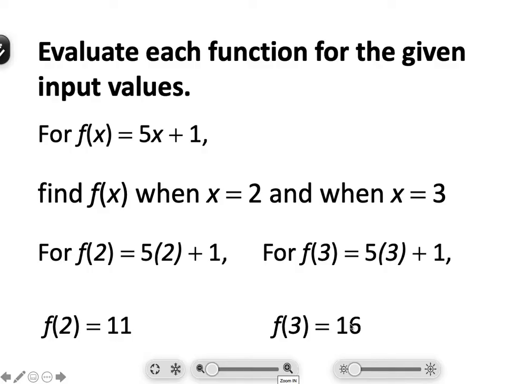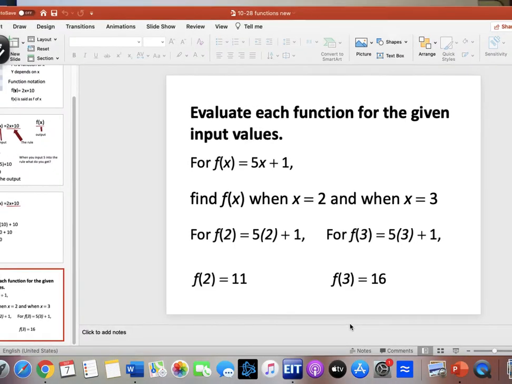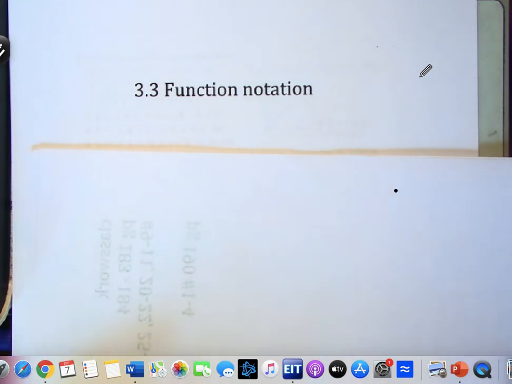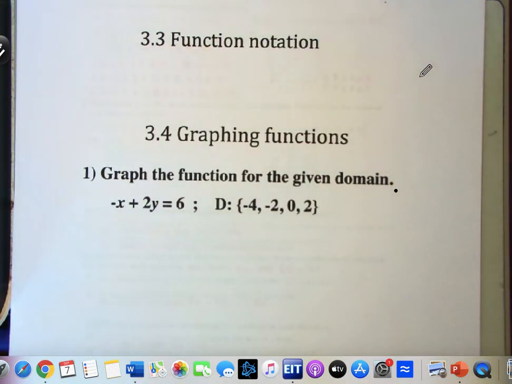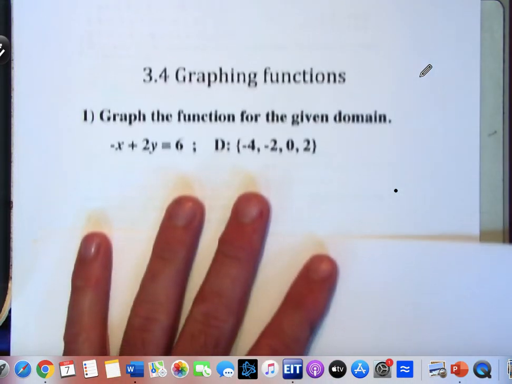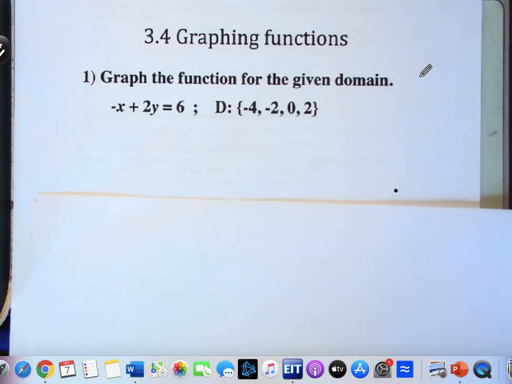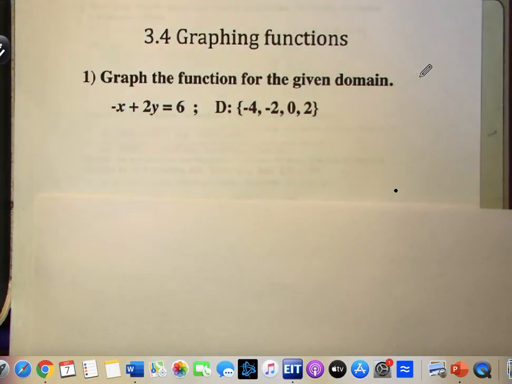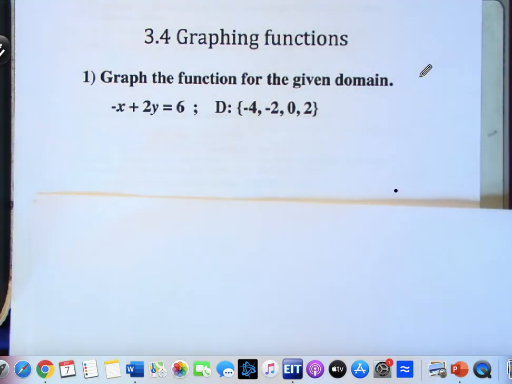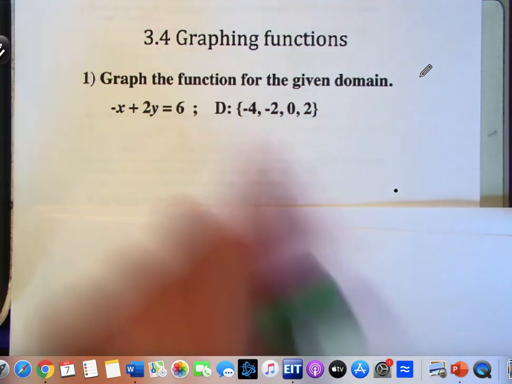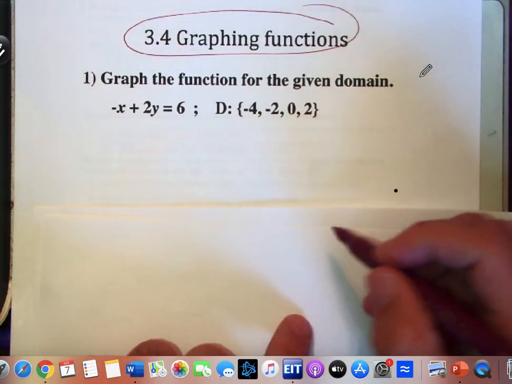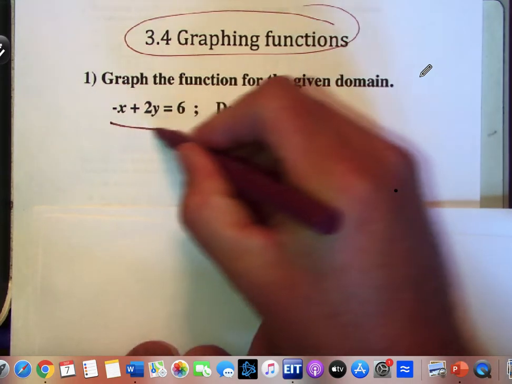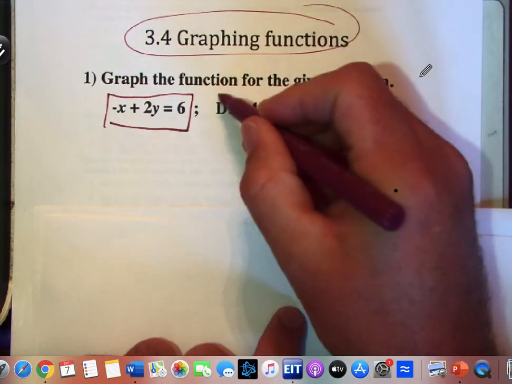Right? Okay, I'm going to jump back to the handout. So that was our first part of our notes. I'm going to talk a little bit more. We're going to jump to 3.4 while we're here. Why not, right? In 3.4, we're going to be talking about graphing functions. So take a moment and write down the heading. You don't have to write down the directions, but you can write down this and this.